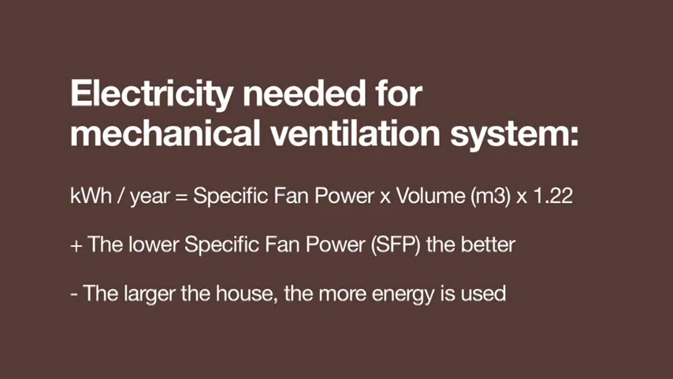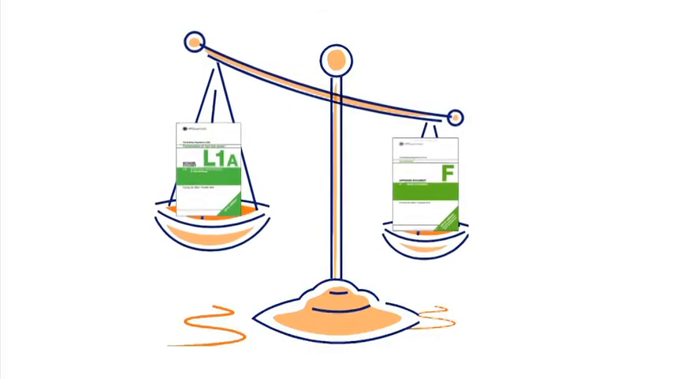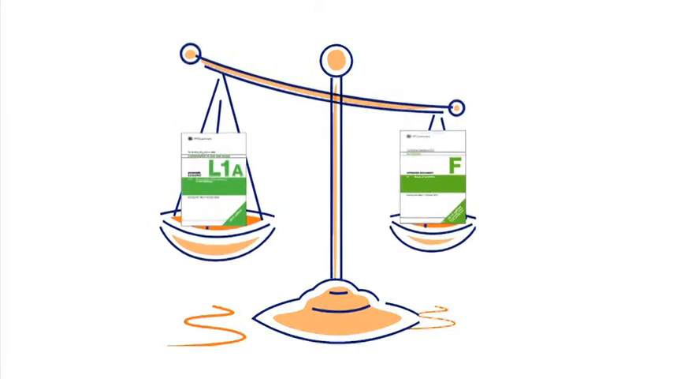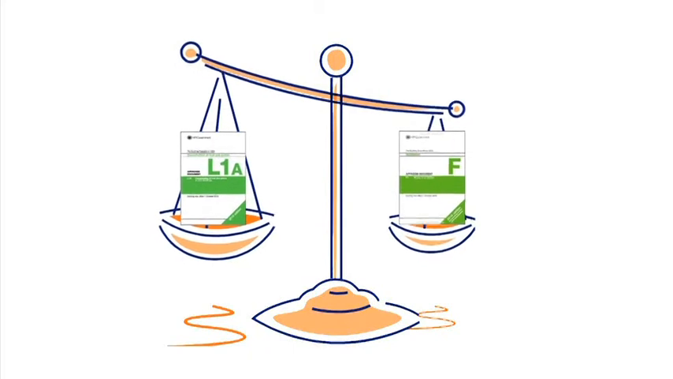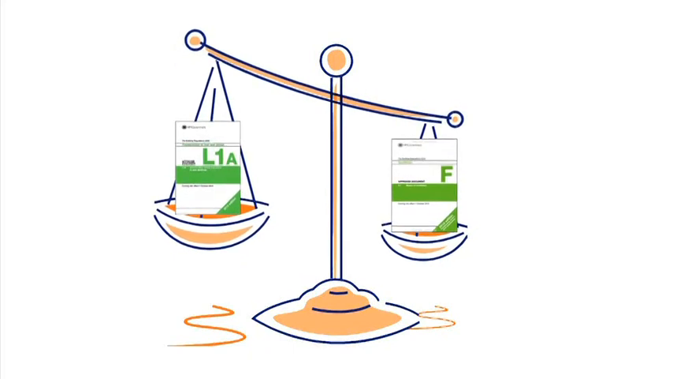Whichever solution you choose, it's important that you balance the requirements of Part L and Part F to not only provide a dwelling which is going to be energy efficient, but is also comfortable to live in and operate.